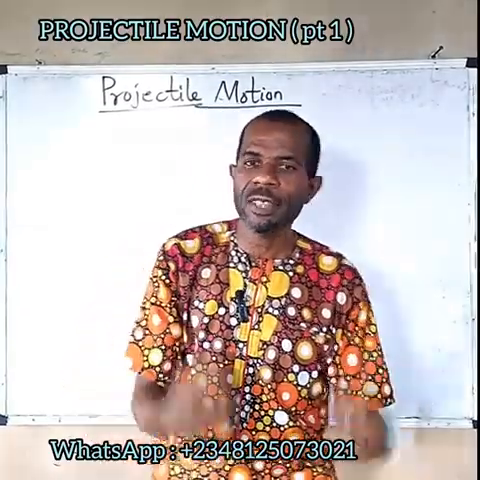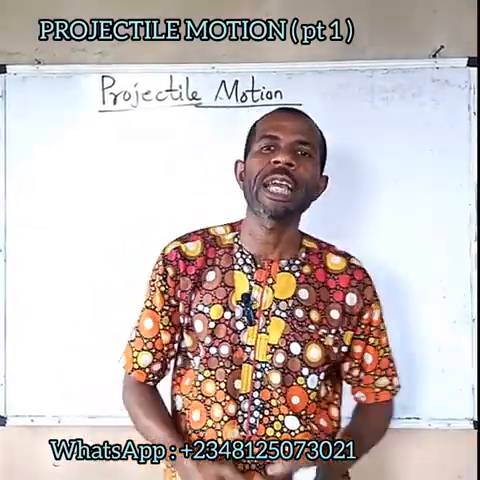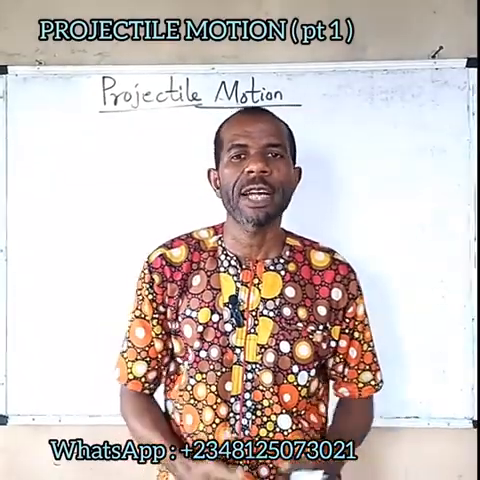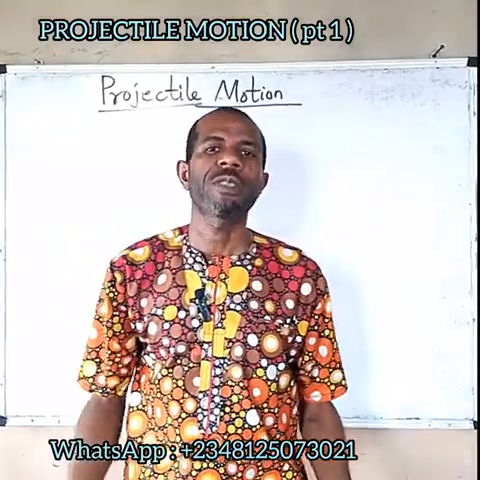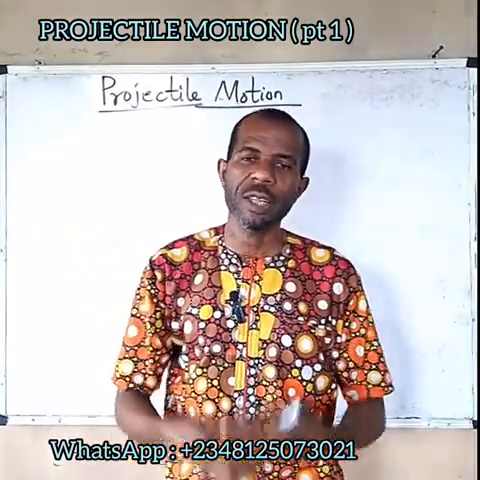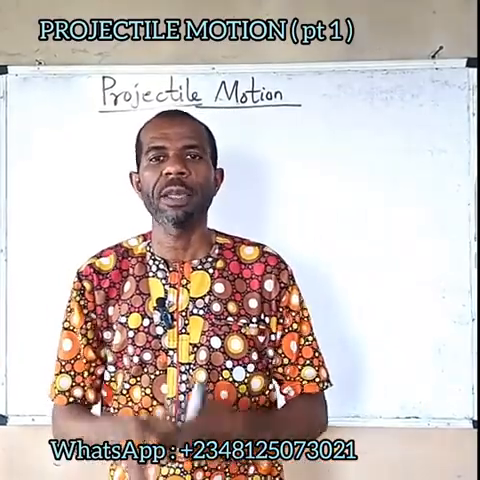Now, an athlete who is undergoing high jump, an athlete that jumps. So when you jump, it's a parabolic path. So that is an example of projectile motion.